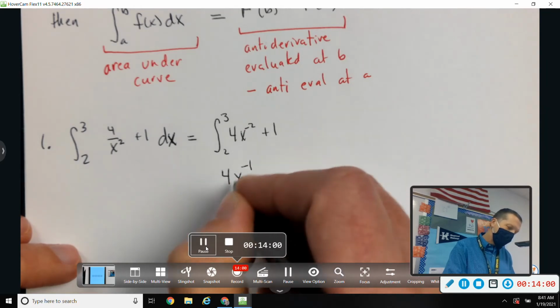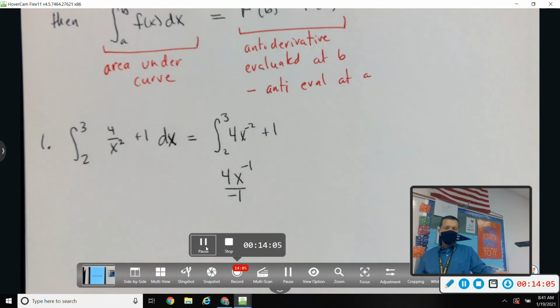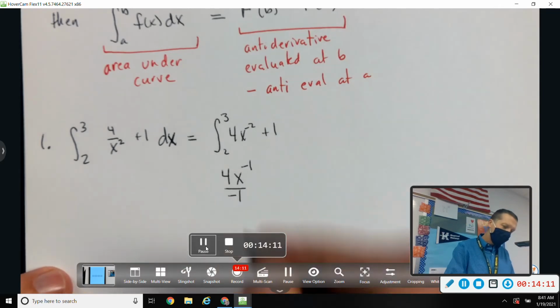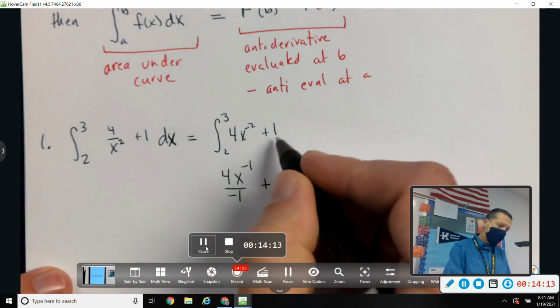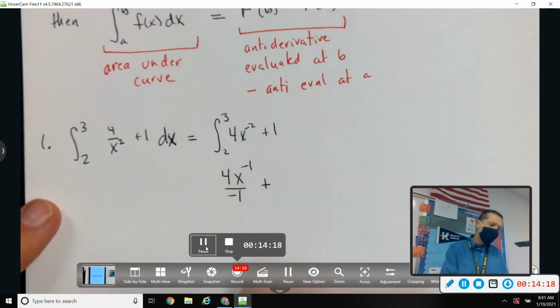And then I'll divide by that new power. And obviously I can clean that up a little bit, but that's my first pass at it: increase the power by 1 and divide by the new power. What function had a derivative of 1? Just x.